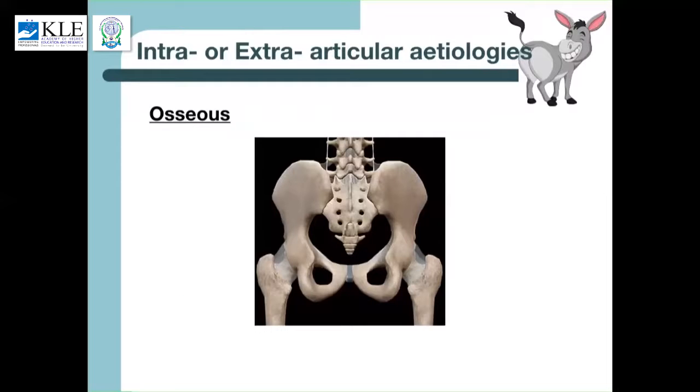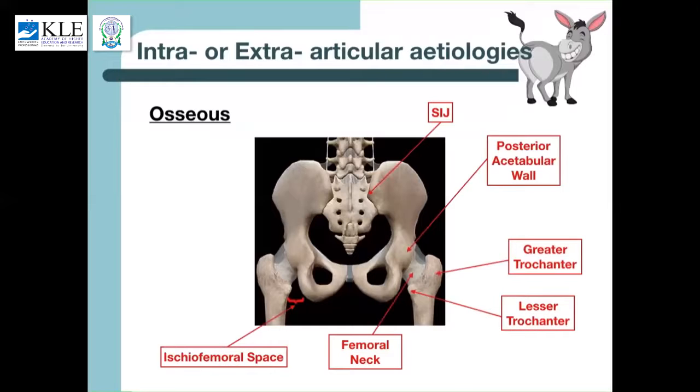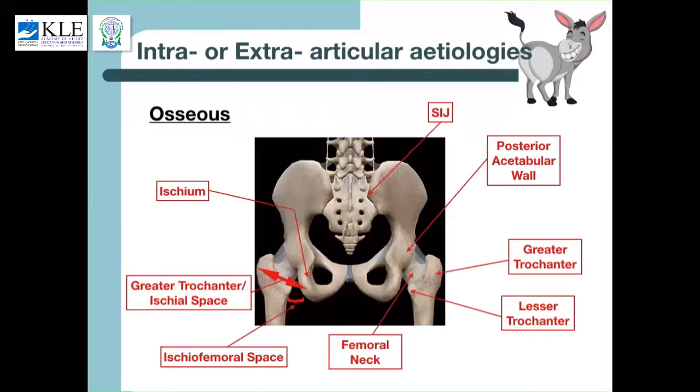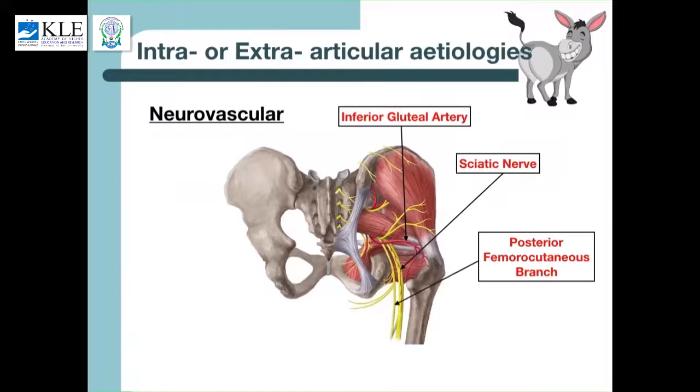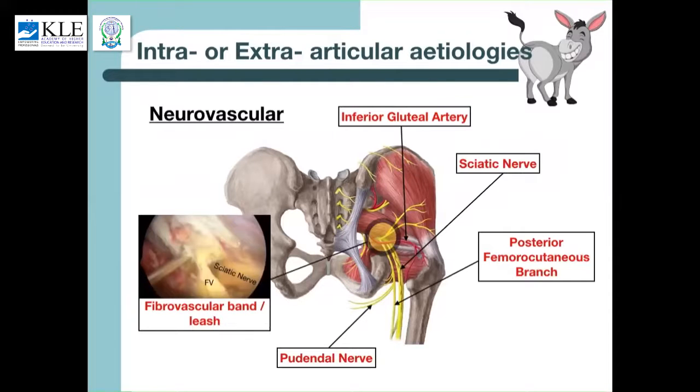So let's look at the osseous layer and how we would look at definitions or problems in that area. We can move across from the sacroiliac joint to the posterior acetabular wall, the greater trochanter, lesser trochanter, and so on and so forth. These are just to mention a few of those osseous structures that may cause posterior buttock pain. If we move into the neurovascular layer, we start talking about inferior gluteal arteries, sciatic nerves, the branches of those sciatic nerves, and even the fibrovascular band or the leash that can encase the nerve and cause compression.